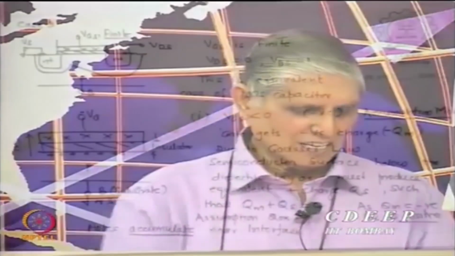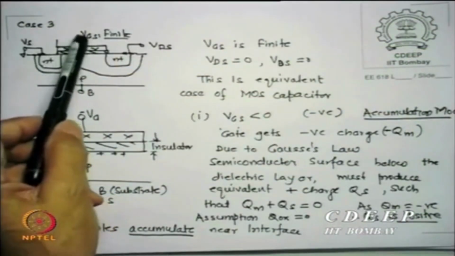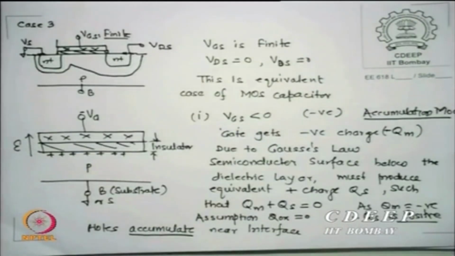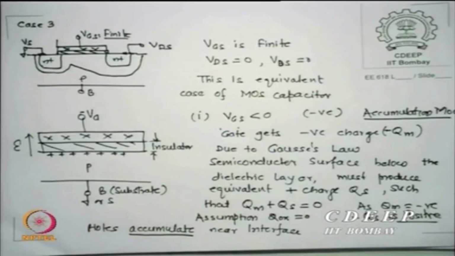Now here is case 3, I have Vs grounded, Vb grounded, fine, Vbs is 0, I apply VGS which is finite, that means it can be positive or negative but not 0. This is equivalent to the case of a MOS capacitor, if this is grounded, this is grounded, this is grounded, it is like equivalently saying you have a MOS capacitor, metal oxide semiconductor acting like a MOS capacitor. So obviously MOS transistor theory must emanate from the behavior of a MOS capacitor.